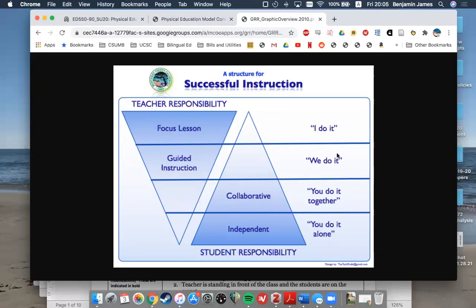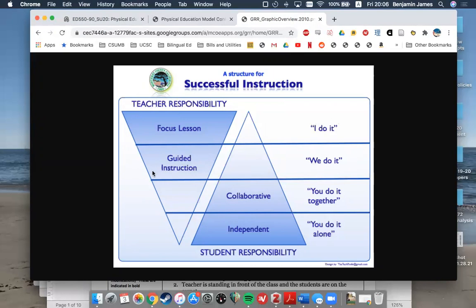And the next part is the we do, or the we do it. So usually we say I do, we do, but the we do, and this we is everybody. This is the teacher and the students together. And this is what you might also call guided instruction. And this is also part of the introduction. So these two parts here are essentially part of the introduction.